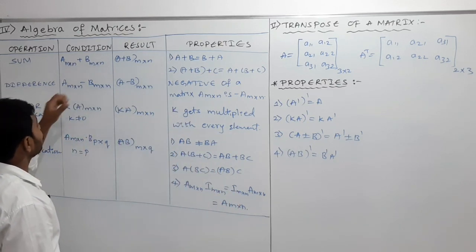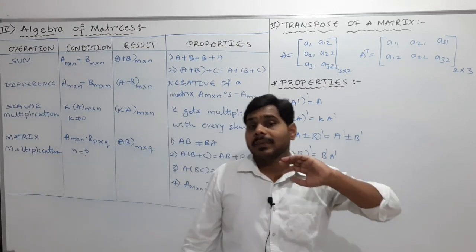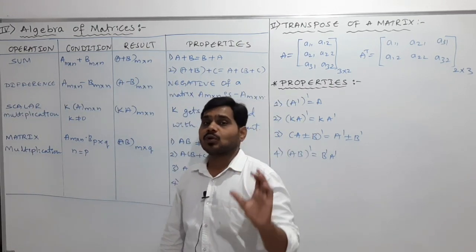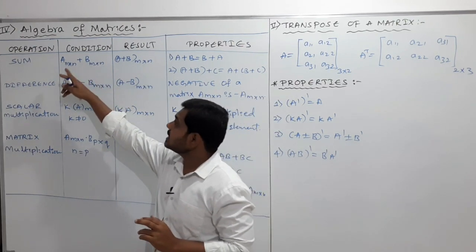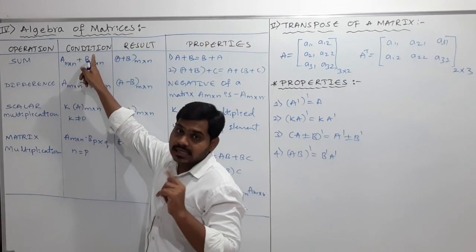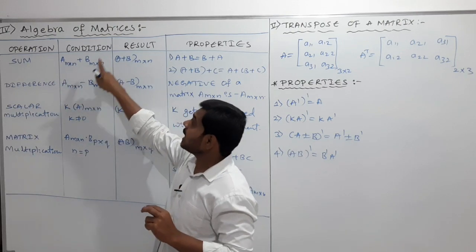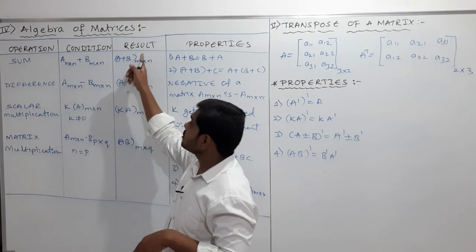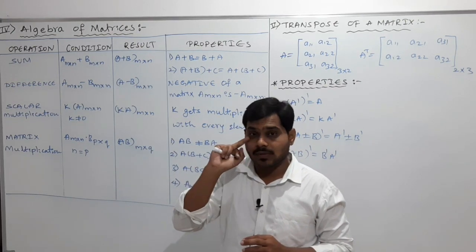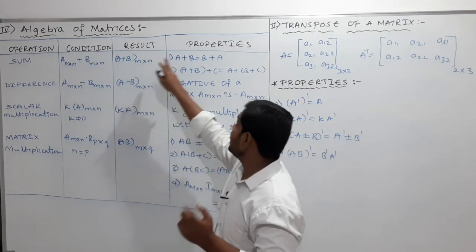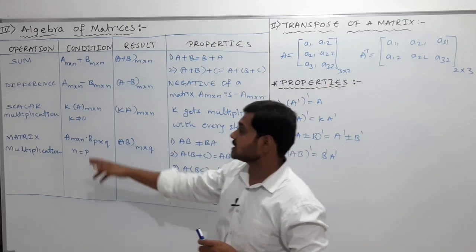So therefore I made here 4 columns, my dear students. I made the 4 columns to understand properly the case of addition, subtraction, and so on. Under the column condition, I wrote the condition: to add any two matrices, what is the condition. And after adding, the result you will get, in which format, what will be the order of the matrix if you add the two matrices. Therefore I wrote it as result, and some properties we are going to discuss. So I made it like this with 4 columns, and the first operation is sum.